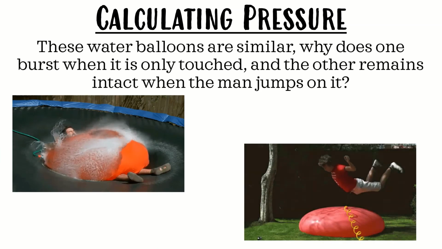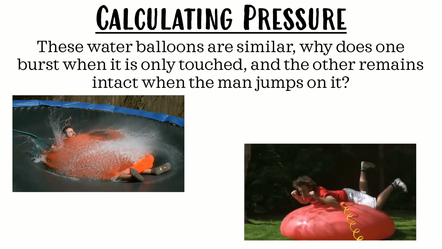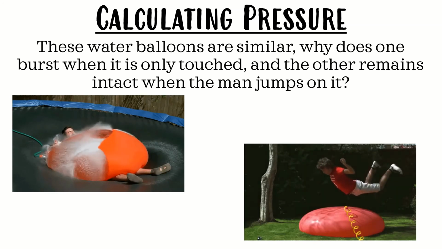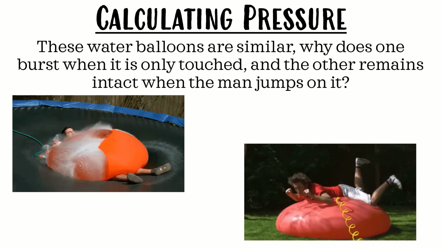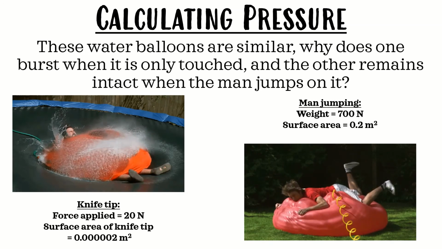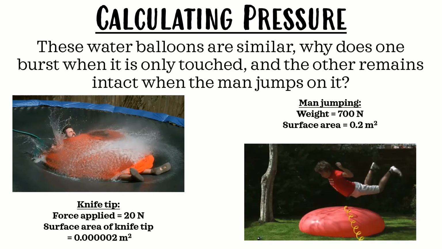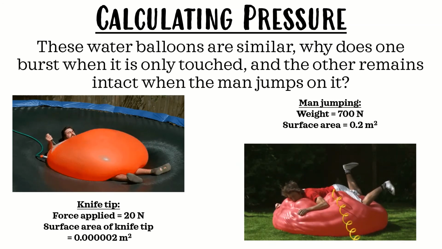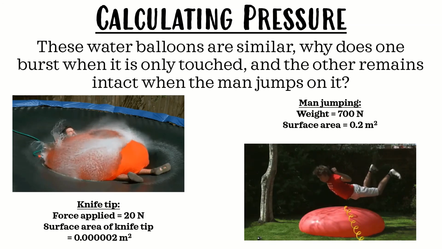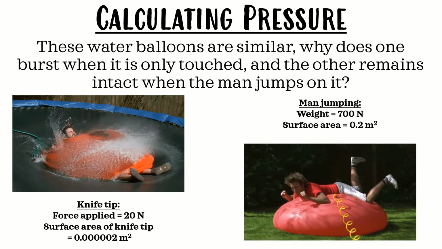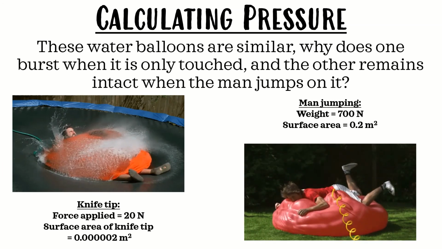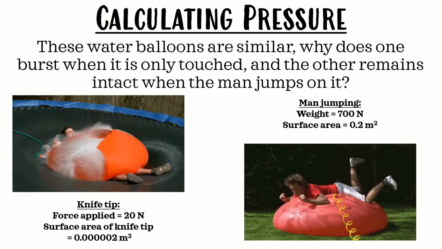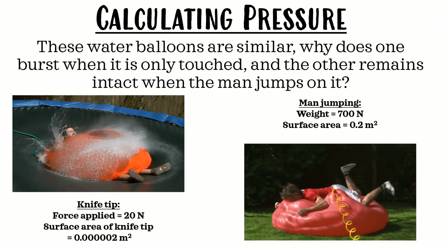So let's look at the information here. The water balloons are similar. Why does one burst when it's only touched and the other remains intact when the man jumps on it? So the knife tip, the force applied, and I have just estimated this is maybe 20 newtons, and the surface area of the tip of that knife is possibly about 0.000002 square meters. The man jumping, his weight is about 700 newtons.